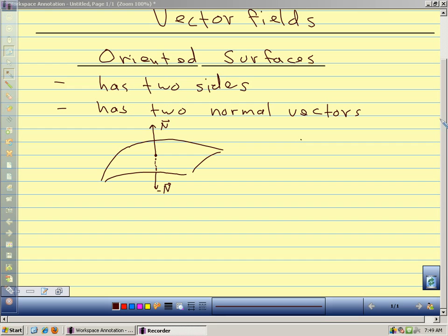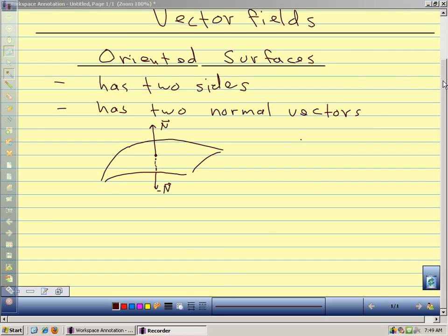We're not going to worry about it that much, but the formal definition of an oriented or an orientable surface is that we can define a unit normal vector at every point on the surface, so our normal vector varies continuously over the surface. So we don't have any sharp corners, we don't have any strange things happening on our surface. So we can define a normal vector at any point on the surface.